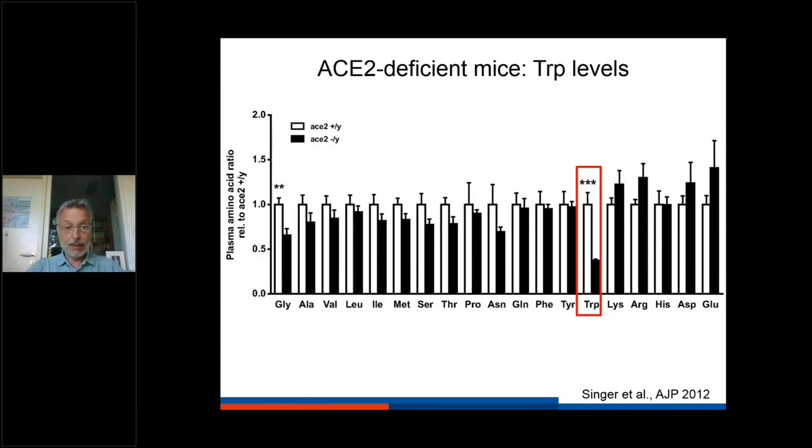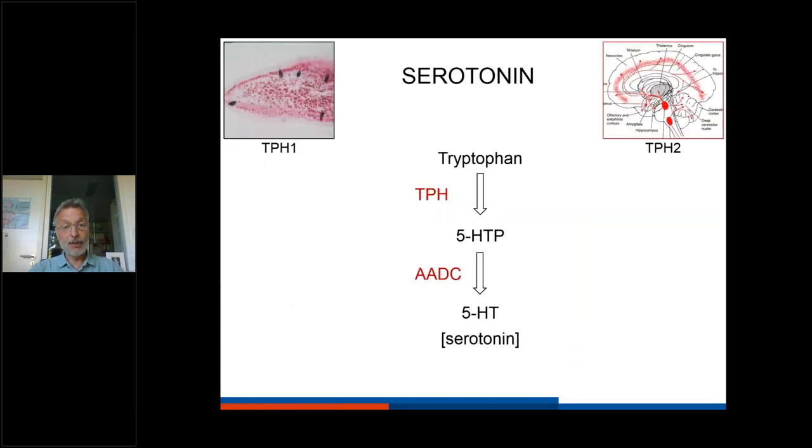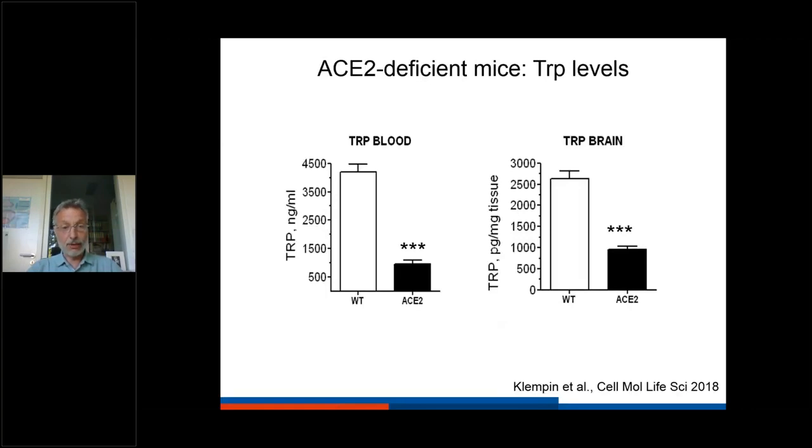And when we saw that, we immediately got the idea what happens with another very important molecule in ACE2 knockout mice, which depends on the presence of tryptophan, which is serotonin. So serotonin, as you may know, is produced by two enzymes, TPH hydroxylase enzymes, one in the gut, one in the brain, TPH1, TPH2, and both produce an intermediate, which then is further processed to the final 5-HT, the final serotonin.